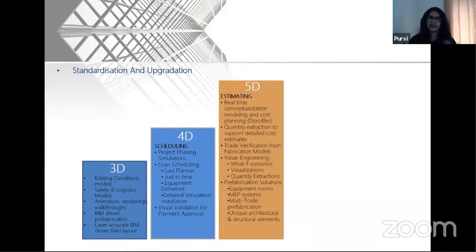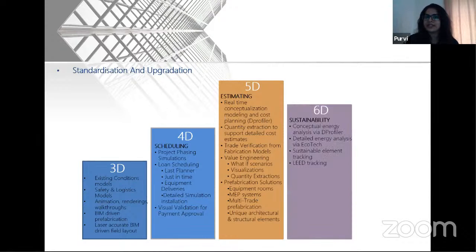The 5D has the estimation, where you have the cost estimation and the material takeoffs, and it has the quantity extractions to support detailed cost estimates. Mostly 4D and 5D are considered a crucial part, because the whole process is going to be based on these two. So 4D and 5D are something that you need to be more careful on.